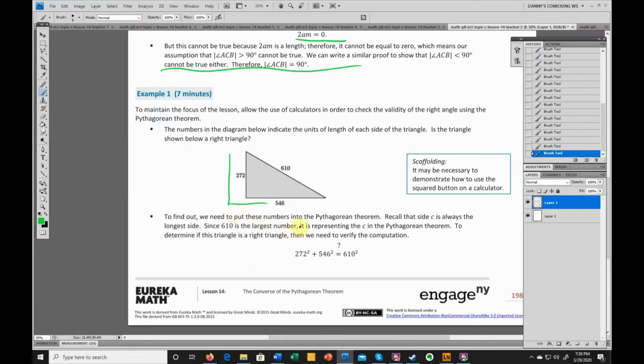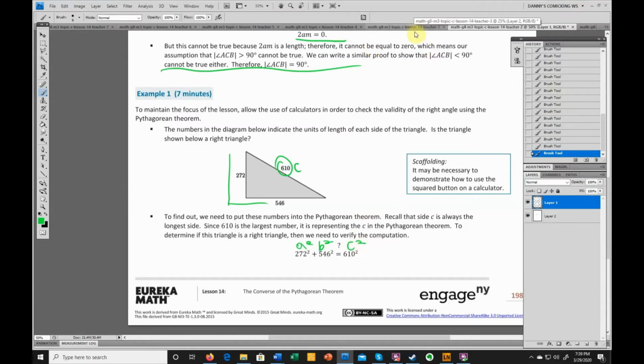To find out, we need to put these numbers into the Pythagorean theorem. Recall that side c is always the longest side, so this is c. Since 610 is the largest number, it represents the c in the Pythagorean theorem. That's 610. To determine if this triangle is a right triangle, we need to verify the computation. 272 squared, that's a squared, plus 546 squared, that's b squared, equals 610 squared, that's c squared.